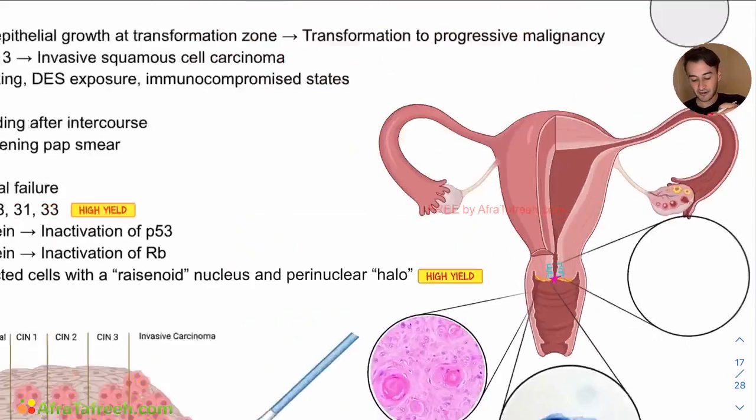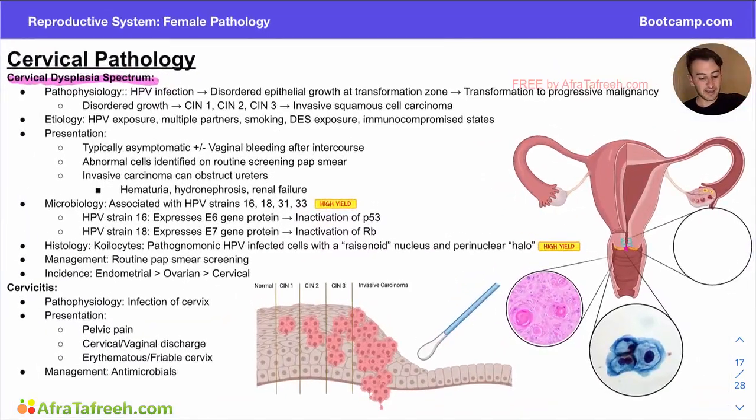And so our cervical area is very susceptible to cancer, and namely it's going to be largely caused by HPV infection. Now, HPV stands for human papillomavirus. This is a virus that is ubiquitous, and most young people are exposed to it through sexual encounters. And so HPV infection is going to lead to disordered epithelial growth at the transformation zone. And remember, we denoted our transformation zone with this little pink star. It's going to be a really high yield phrase when it comes to cervical pathology. And this transformation zone can continue to progress to more and more progressive malignancy.